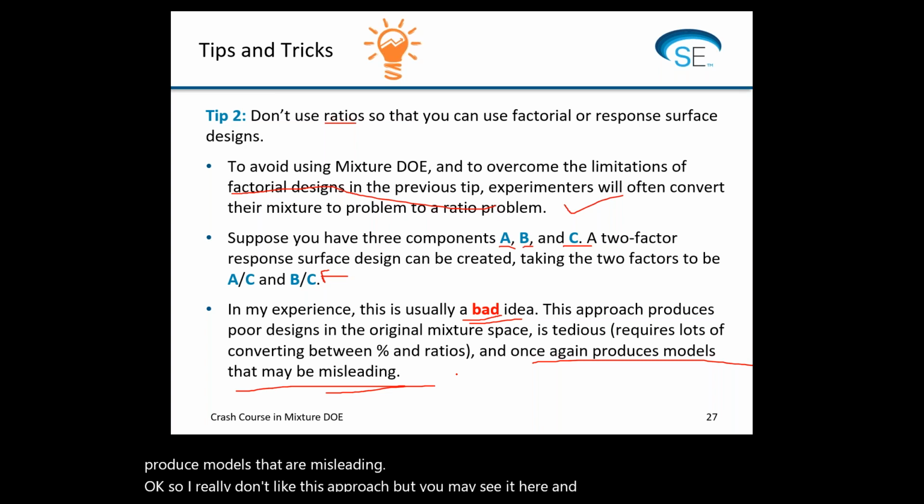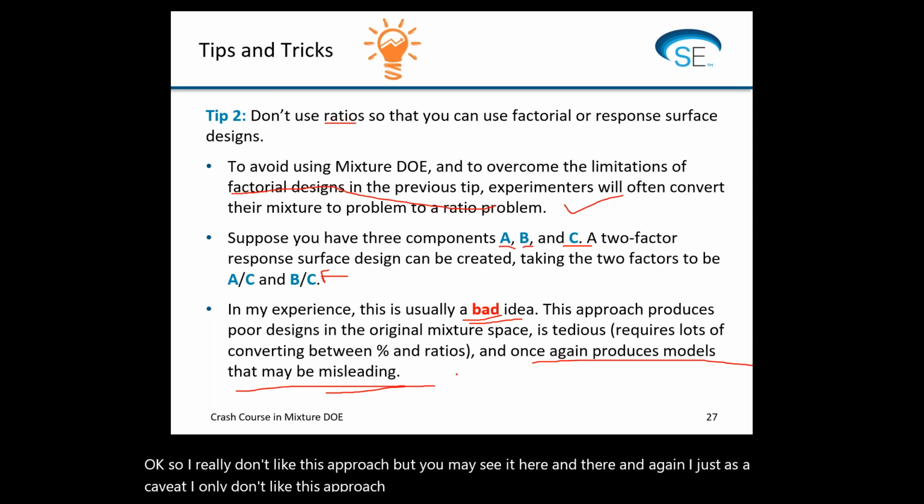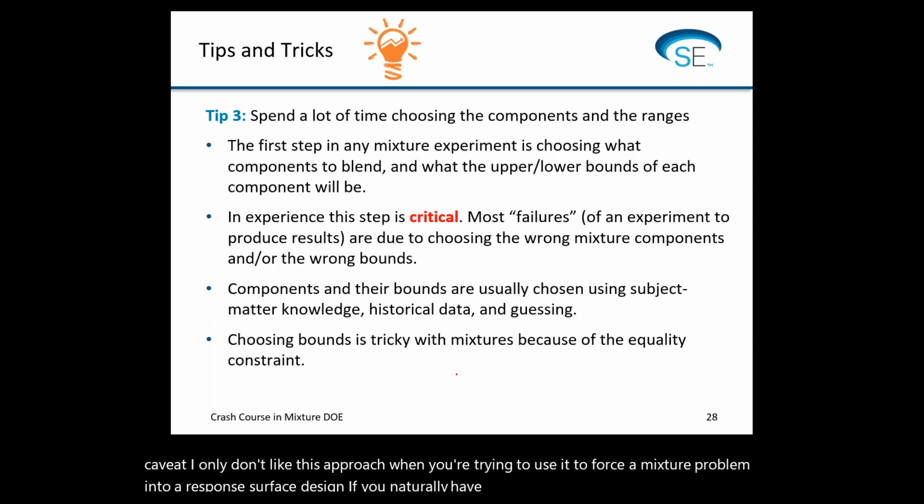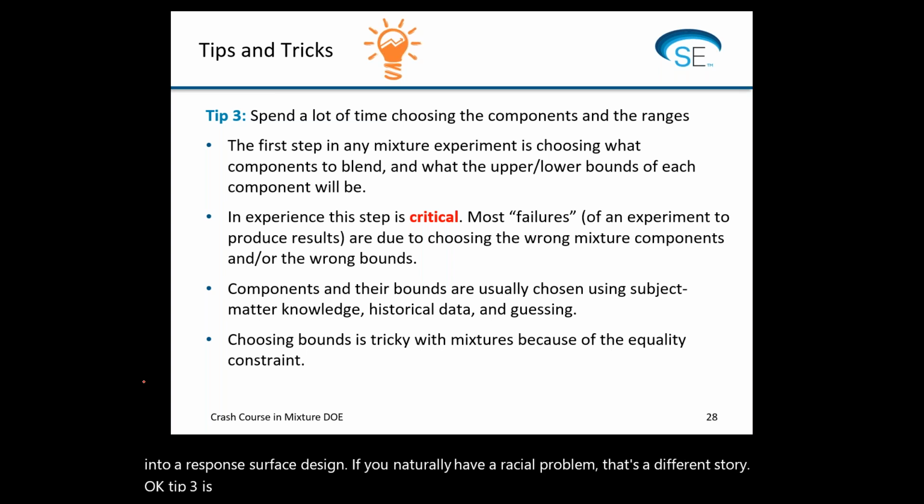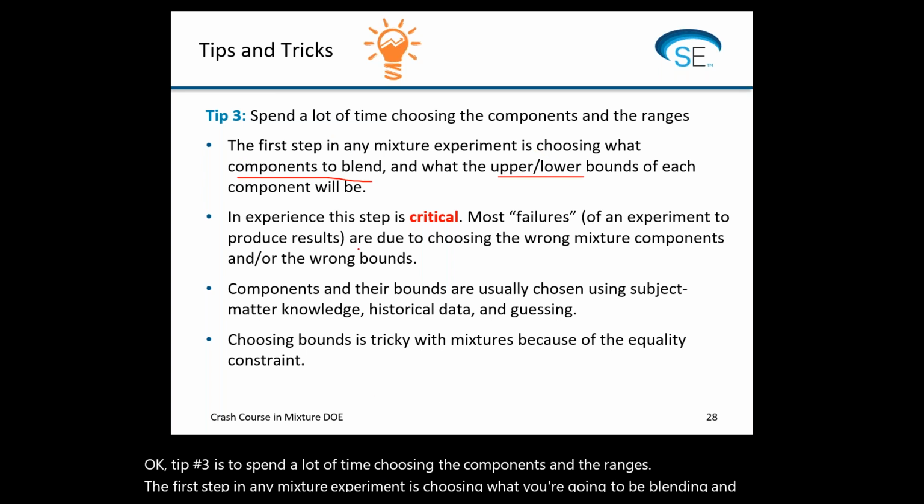Again, as a caveat, I only don't like this approach when you're trying to use it to force a mixture problem into a response surface design. If you naturally have a ratio problem, that's a different story. Okay, tip number 3 is to spend a lot of time choosing the components and the ranges. The first step in any mixture experiment is choosing what you're going to be blending and what the upper and lower bounds are for each component.